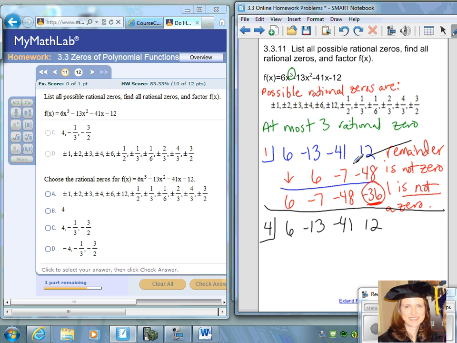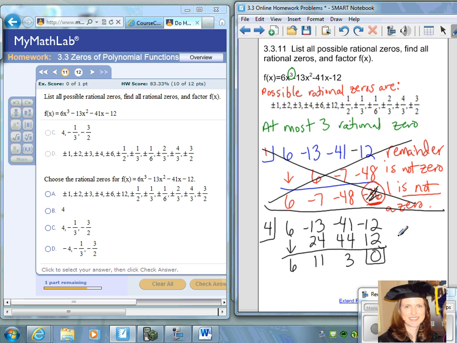If you put a 4 in the box and use the setup for synthetic division, I'm going to break down the first term, 6. 6 times 4 is 24. Negative 13 and 24 is 11. 11 times 4 is 44. Negative 41 and 44 is 3. And 3 times 4 is 12. Oh, I'm sorry, it should have been a negative 12. Either way, this should be positive 12, and that's 0.